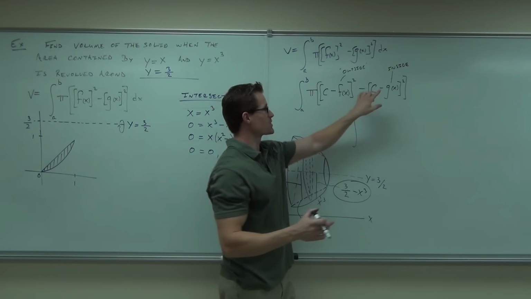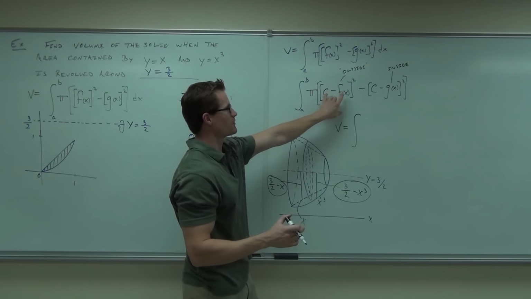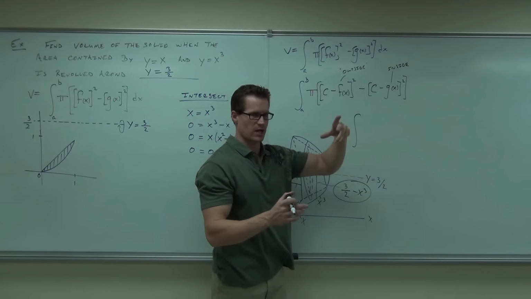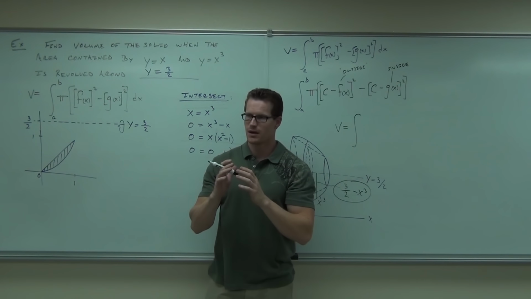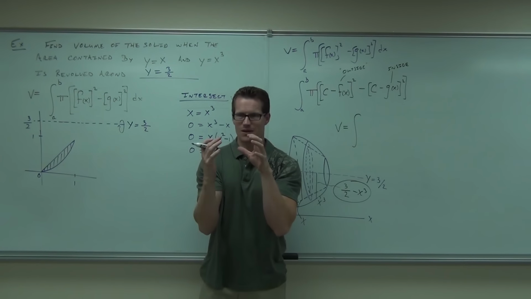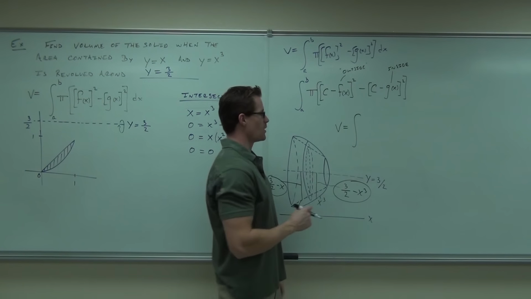You got it? This is the radius of the inside. This is the radius of the outside. You're squaring it, subtracting them, and times it by pi. That is the surface area of the cross-section of the big one minus the little one. That's what we're talking about, and then we'll integrate that. Let's try to fill this thing out. Where do you start?